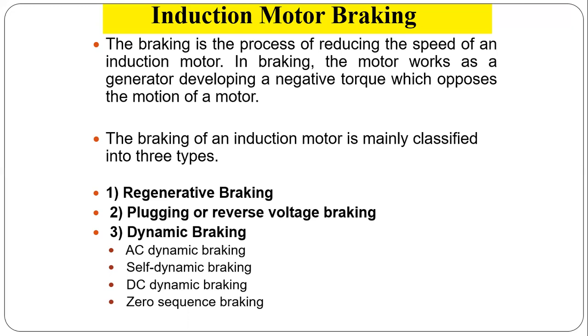Whenever, how, and where it is employed. The main objective of electrical braking is to generate the negative torque. The braking of an induction motor is mainly classified into three types. For example, an induction lift is also a good example of electrical braking. We have already seen many more examples in our day-to-day life where brakings are used.